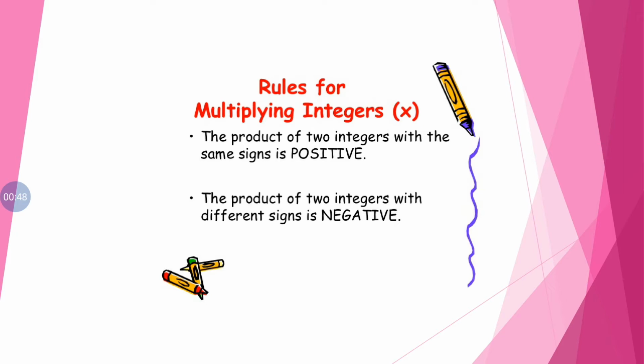The product of two integers with different signs is negative. Minus into plus equal to minus. Plus into minus equal to minus. So we get a negative value. So plus into minus equal to minus. Minus into plus equal to minus. So rules for multiplying integers: product of the same sign is positive, product of different signs is negative.